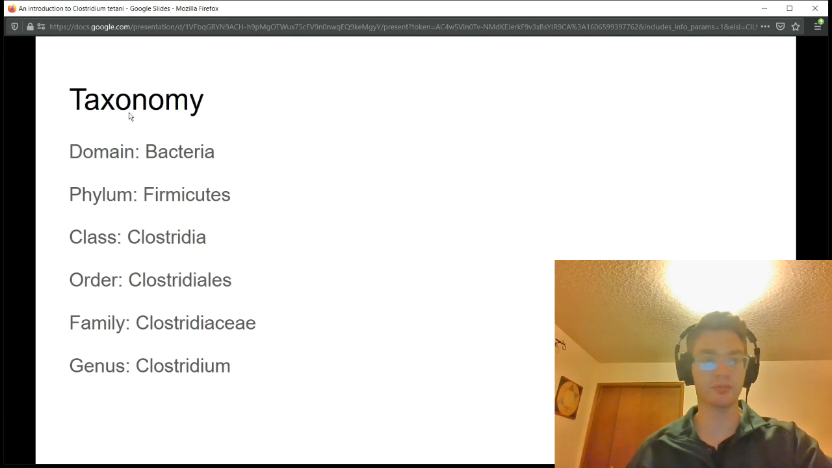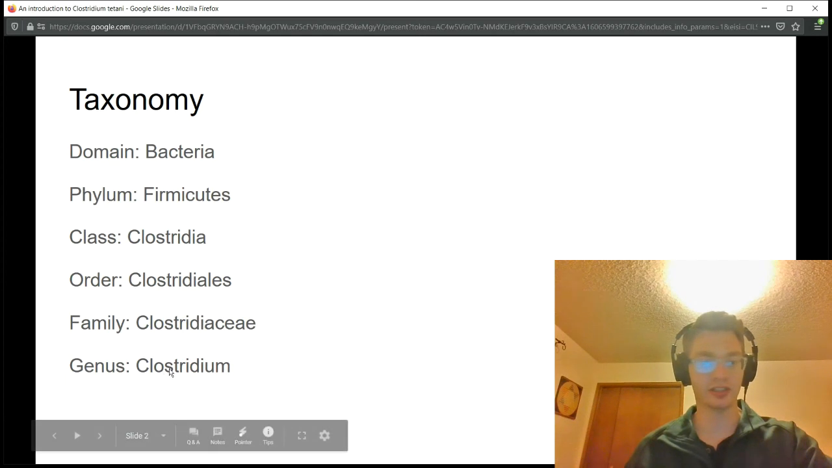The taxonomy of Clostridium tetani. This is going to be in the domain bacteria, phylum Firmicutes, class Clostridia. I'm not going to try to say the order and the family because I'm sure I'm going to butcher it, but the genus is Clostridium.